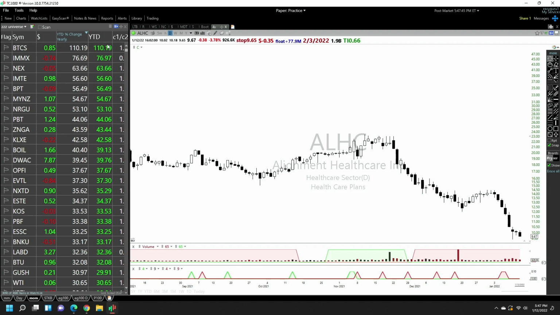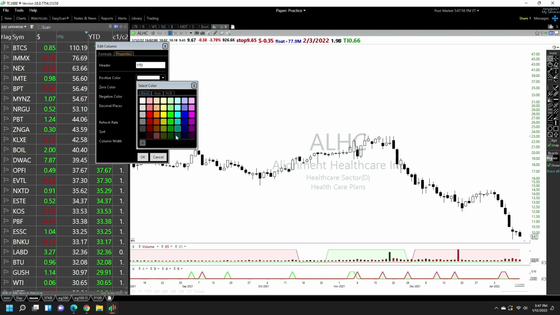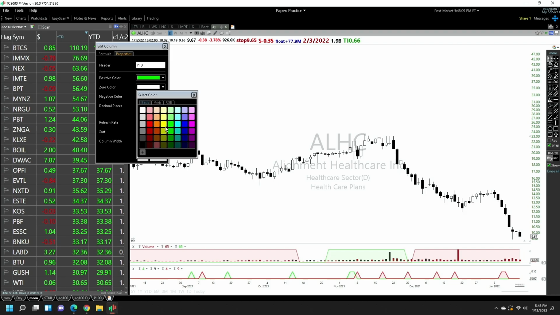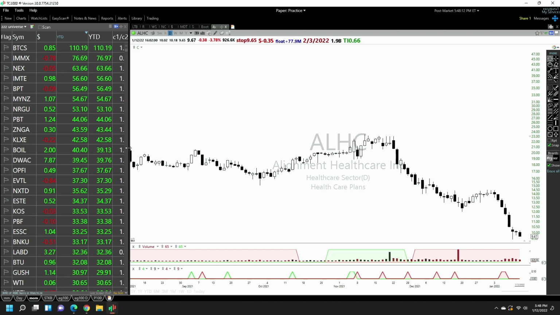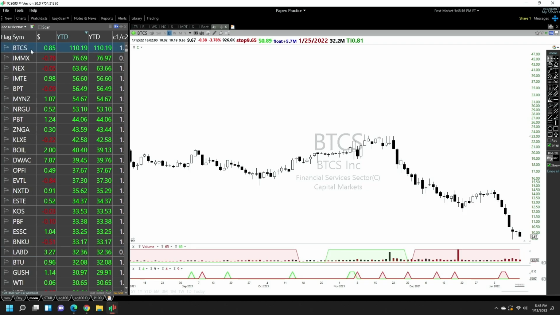And if you want to make it look like this, the way I have done it, all you have to do is go here, edit, and then you can change this to YTD. You want to change the positive colors to green, so you can make it green. If you want the green brighter, you can make it bright. You want to make the negative color red, and zero colors yellow, and there you have a YTD column which will find you the strongest stocks and the weakest stocks in the market.